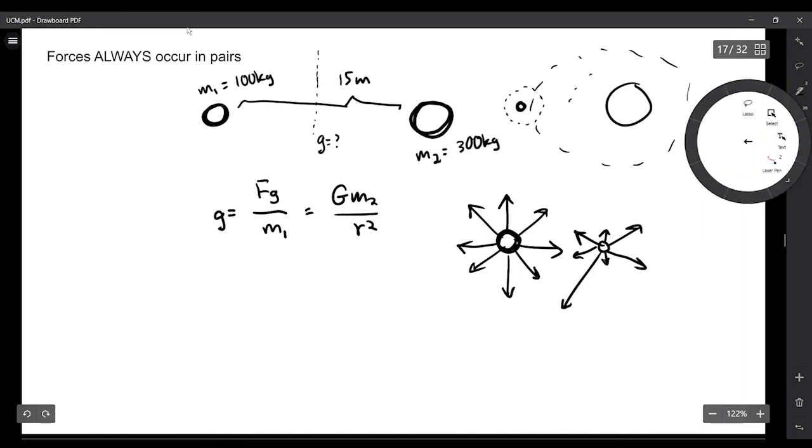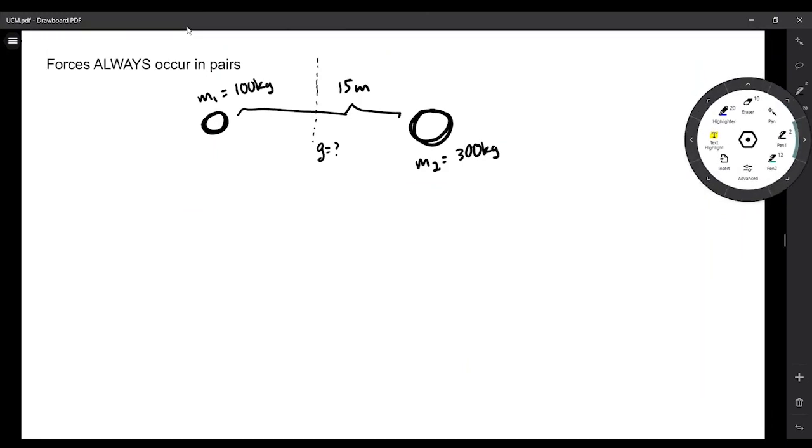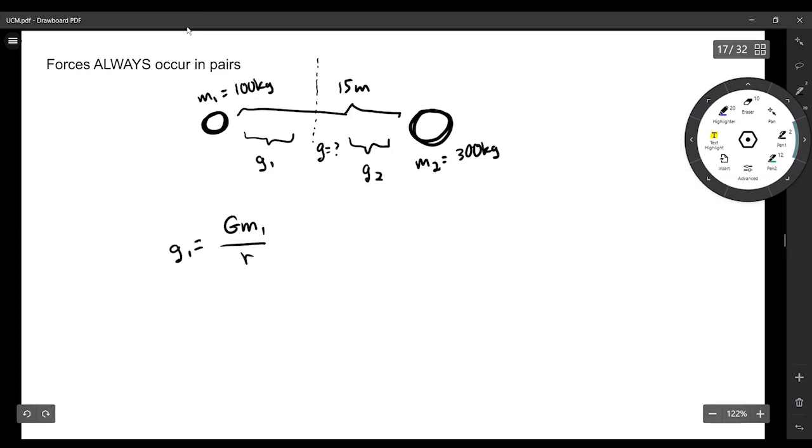Okay, let me get rid of all the unwanted things here. So you should probably keep the formula, but you probably have it down already, or it's on your formula sheet. Okay, let's write it. So, we know this here would have to be g1. This here would have to be g2, because there are two different planets, two different gravitational forces. And so, it's really easy here. If we go g1 equals GM1 over r squared, and g2 equals GM2 over r squared.